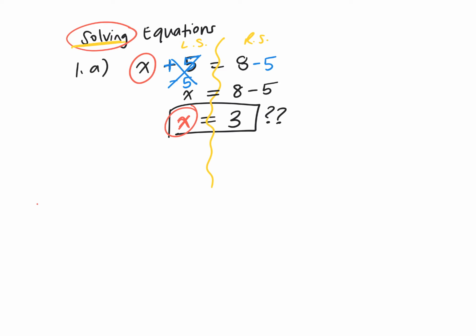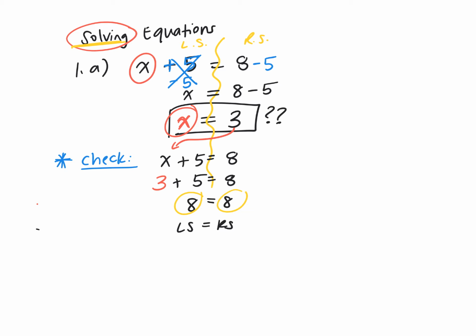And you can check your answer. You can check on the side if you're not sure. Well, the original question was x plus 5 equals 8, and I'm saying that x is 3. So if I replace this with 3, is 3 plus 5 equal to 8? What's 3 plus 5? If your left side and your right side are the same answer when you simplify it, then yes, you've solved it correctly.